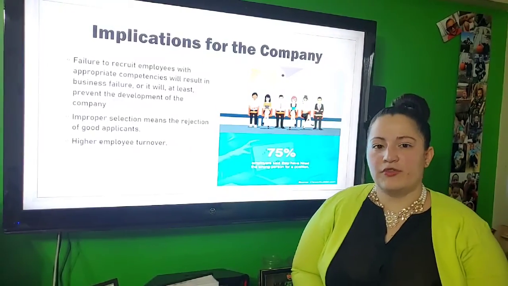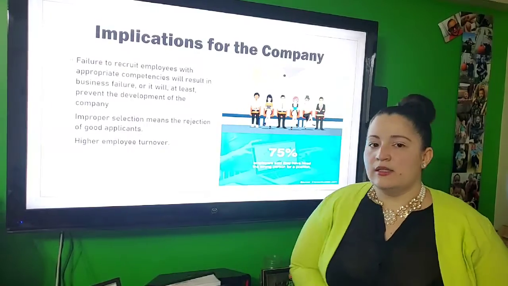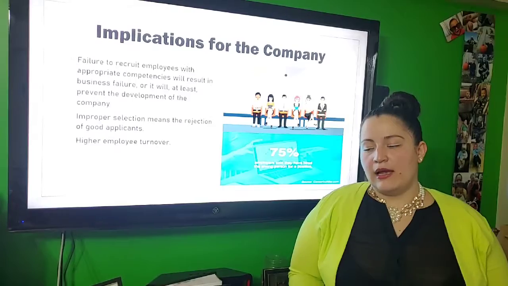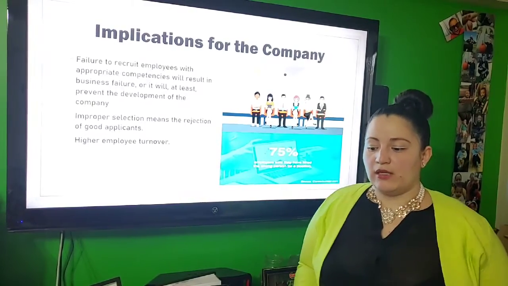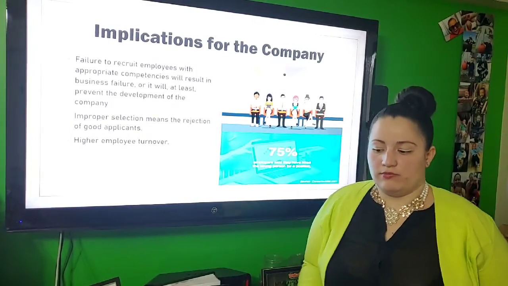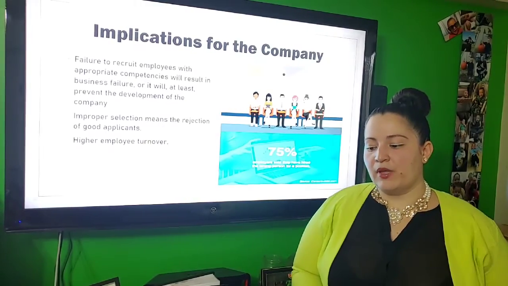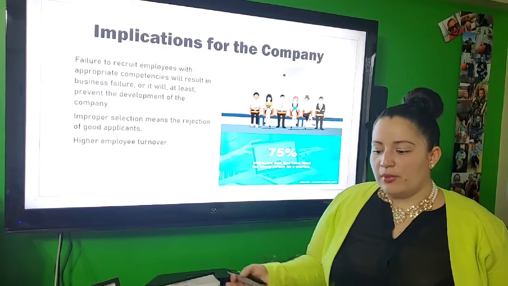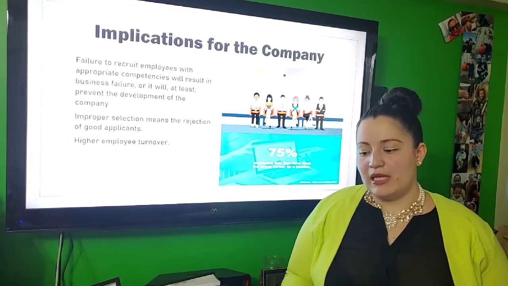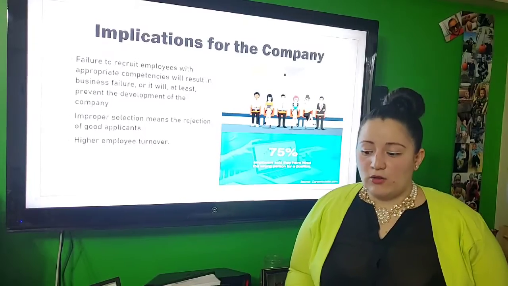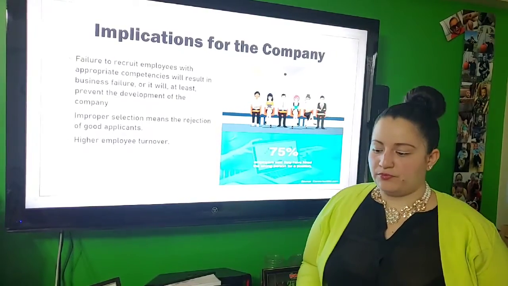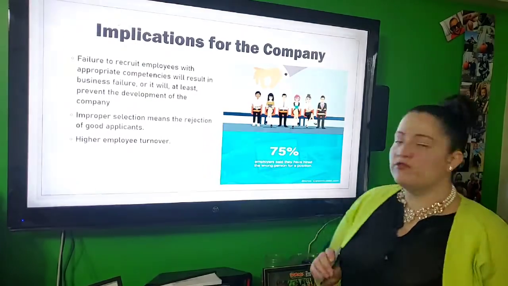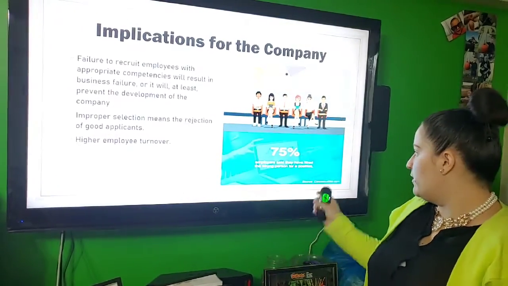What are the implications for the company? Number one, when hiring the wrong candidate, the company will now risk eventually losing business or complete business failure. If not, it will prevent the development of the company. Another implication is improper selection means the rejection of good applicants, and also higher employee turnover. 75% of employers said that they have hired the wrong person for a position, according to careerbuilder.com.